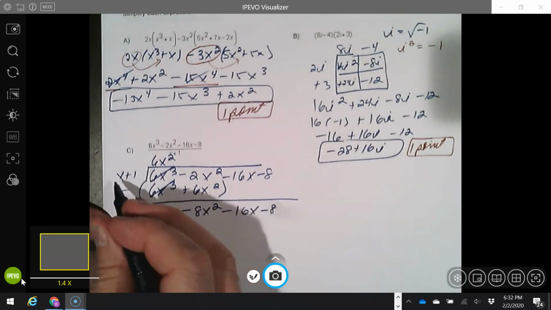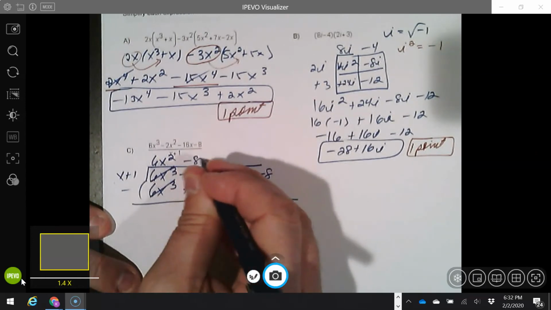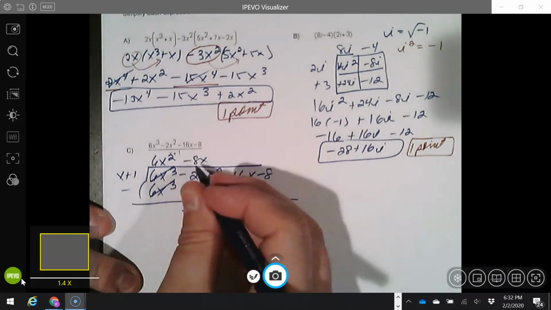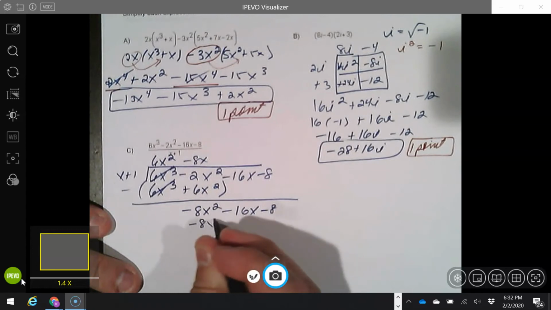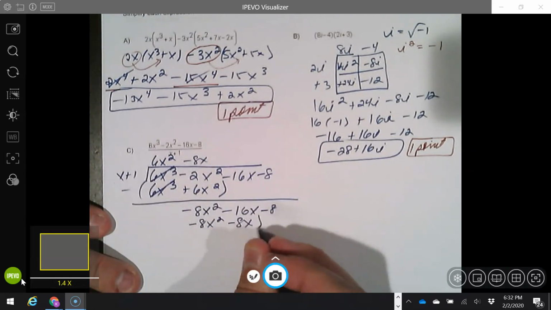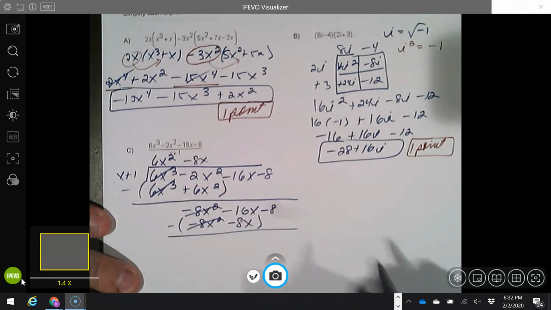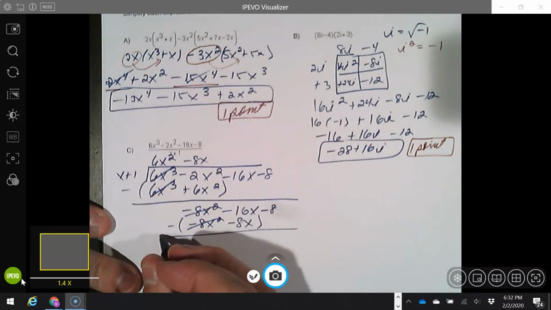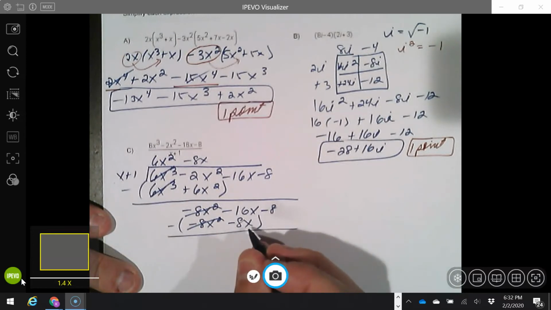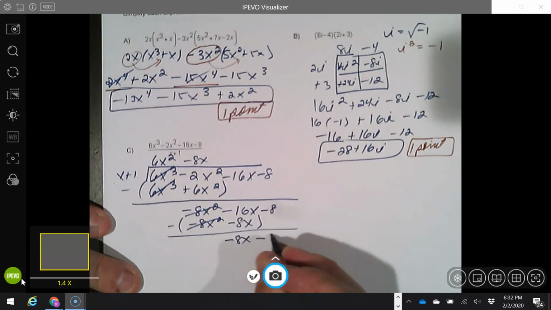You keep going. What do I multiply x by to get negative 8x squared? Well, that'll be negative 8x. Negative 8x times x is negative 8x squared. Negative 8x times 1 is negative 8x. Subtract, those cancel. Negative 16x minus a negative 8x is the same as saying negative 16x plus 8x. So you get a negative 8x. Bring down the negative 8.